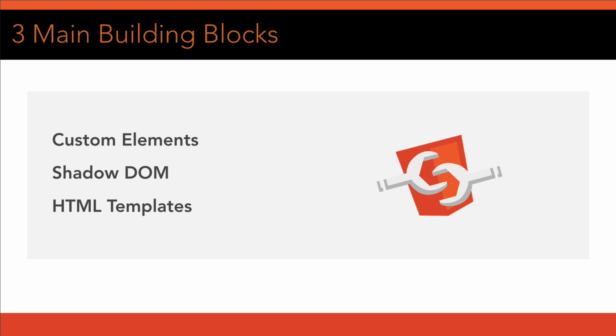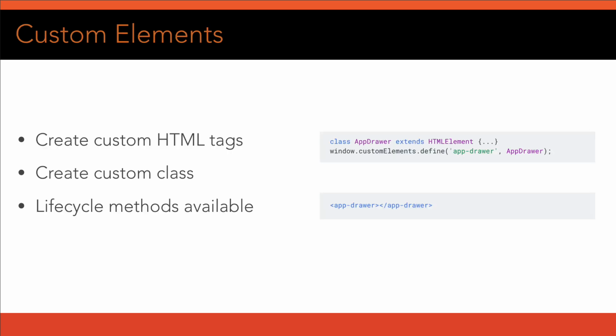Now, there's three main building blocks when it comes to web components. We have custom elements, the shadow DOM, and HTML templates. So these all work together. You can use them individually, but for the most part, when you create web components, you're going to be using all three. So I just want to go over all three and just kind of explain what they are.